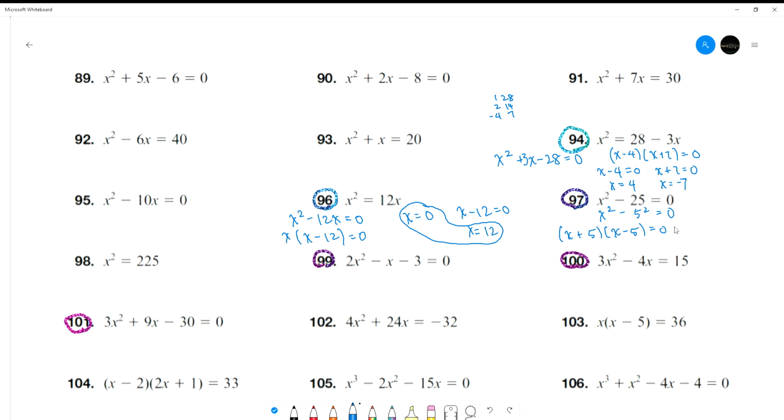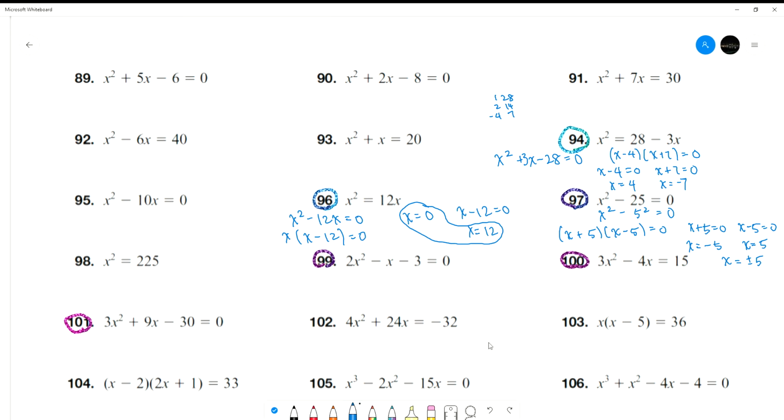Then we set each factor equal to 0. So x plus 5 equals 0, or x minus 5 equals 0, and solve for x. So we have two solutions. x is equal to negative 5, or x is equal to positive 5, right? And when we have a positive and negative case, right, we can write it as a plus or minus symbol, right? That's what we learned on Monday. Very good.